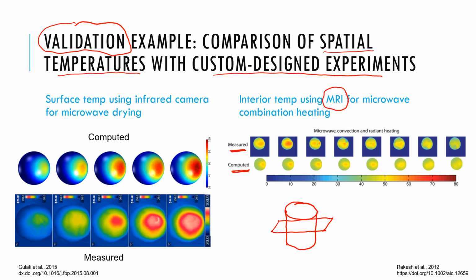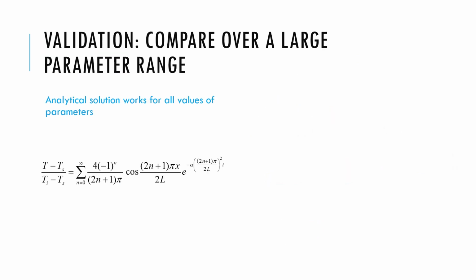So in performing our own experiments, like the one on the left, we have to make a compromise. In this case, we only got the surface temperatures. In validating a model, we should try to compare over as large a parameter range as possible. And I will explain that using this analytical solution for heat conduction for a slab.